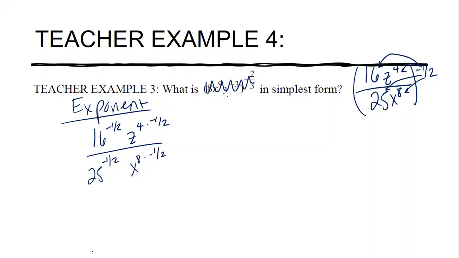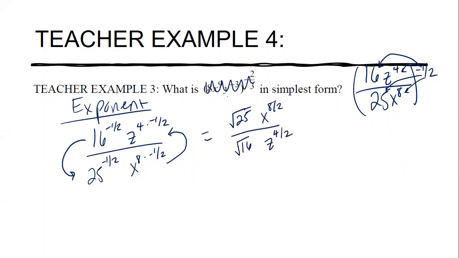Okay, the negative lets me know that everyone is switching. Does that make sense? So what's in the numerator needs to go in the denominator, and what's in the denominator needs to go in the numerator. So this is going to move me to have the square root of 25, and I'm going to have x^(8/2). I'm going to have the square root of 16, and I'm going to have z^(4/2).